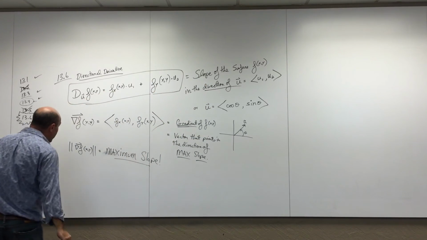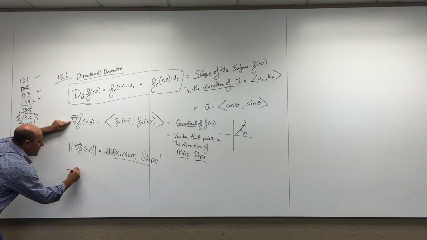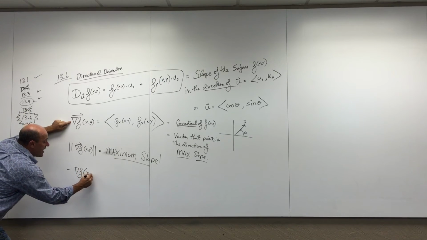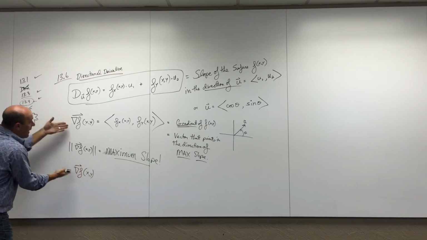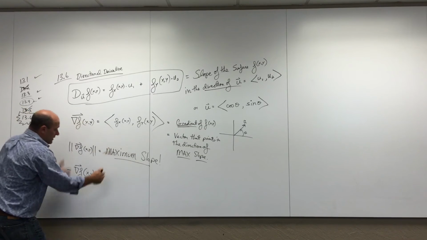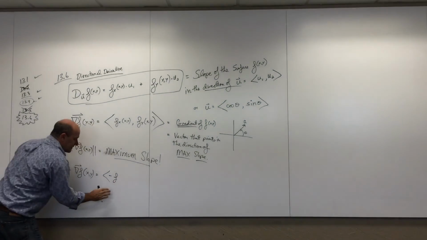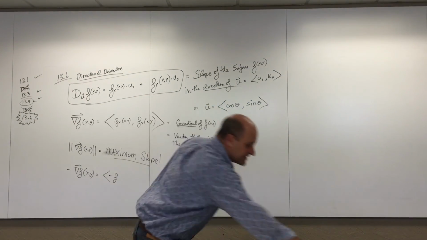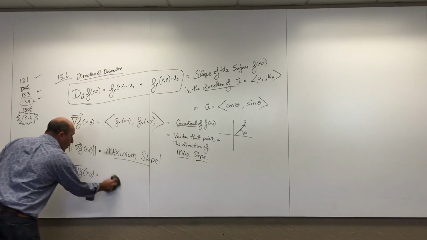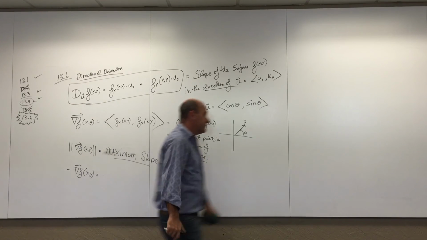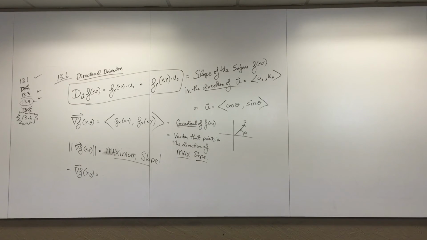So check this out. The negative of the gradient vector, the opposite of the gradient vector, points in the direction of minimum slope.